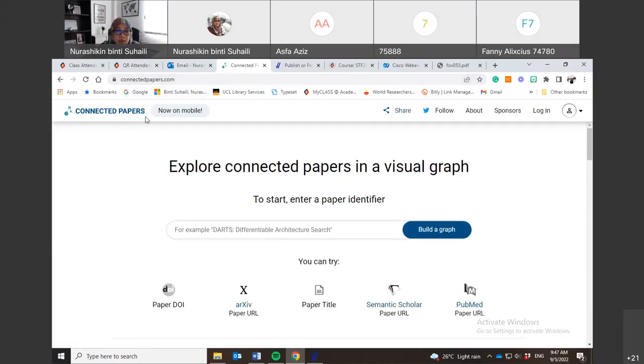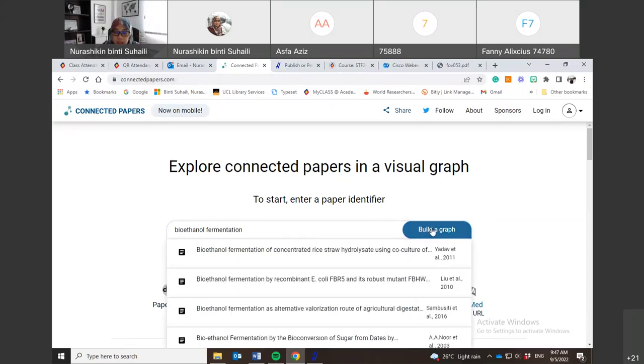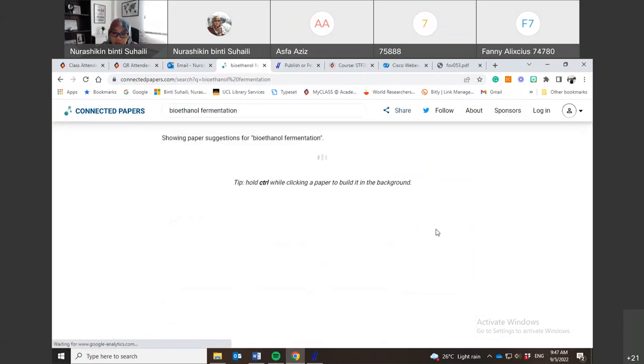What this website is all about is an application that will help you overview the connection of the papers. For example, this is what you will be directed to once you type connectedpapers.com. Let's say you type bioethanol fermentation, then you click build a graph.